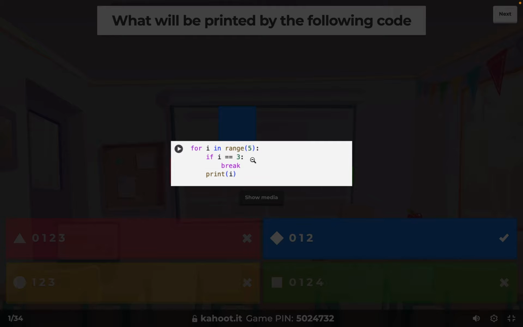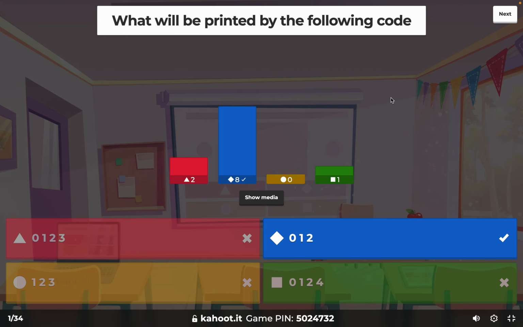So, for this case, every single time we run it, if i is equal to 3, as soon as it hits that, it will break. Basically, the break means get out of the loop. So see how this happens before the print i?